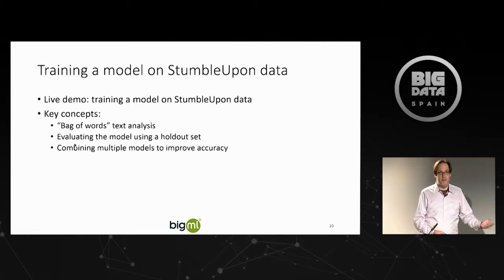I showed how we evaluate the models using holdout sets. That first evaluation we saw was about 72% accurate. And then by combining multiple models, we saw that that boosted the accuracy to about 77%. Again, simply by using a collection of models in an ensemble and having them vote on what they think the class is for each web page.